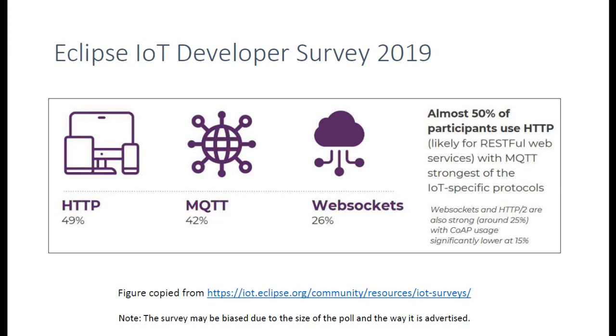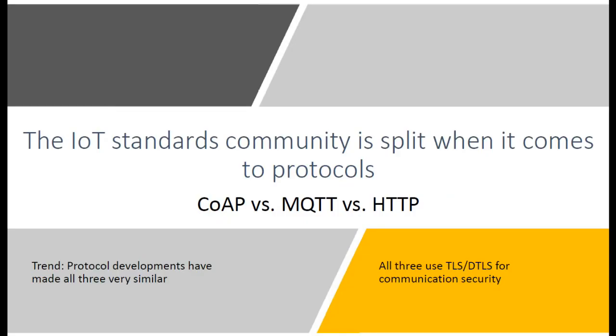HTTP and MQTT are very popular in the IoT market. CoAP has, according to this survey, a smaller deployment footprint. If we look at the IoT standardization community, we can clearly observe that the community is split between CoAP, MQTT, and HTTP. With all the standardization work happening on these three protocols, they got very similar in the meanwhile.